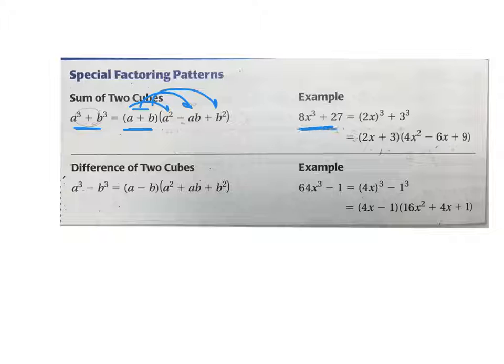And here's an example over here with the 8x cubed plus 27. I'm going to show you one in a second. It also works with differences. If there's a subtraction sign, the only difference is the sign's a little bit different. You still take the cube root of each number that goes there. Then you square the first one, you multiply together, change the sign, square the second one. That's what the gesture is going to kind of tell you. Let me show you a real live one here.